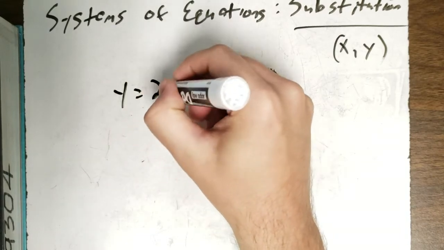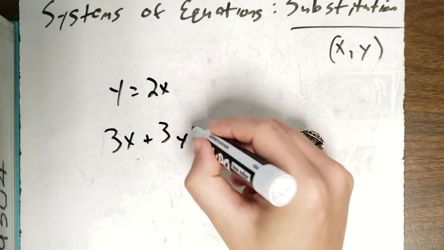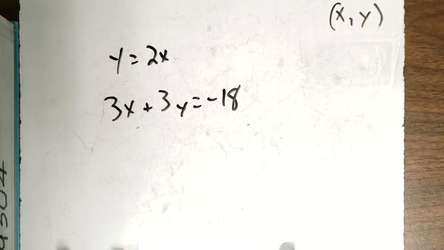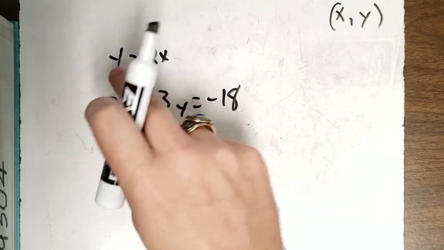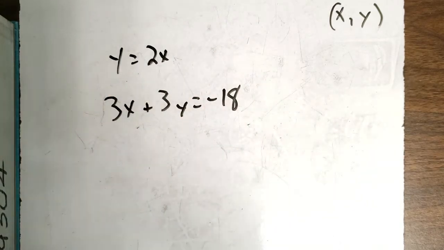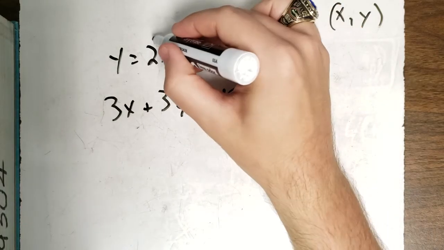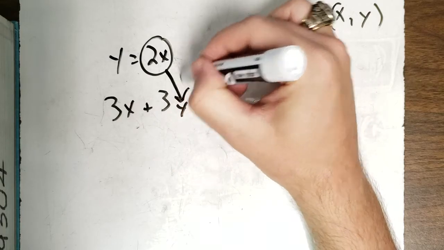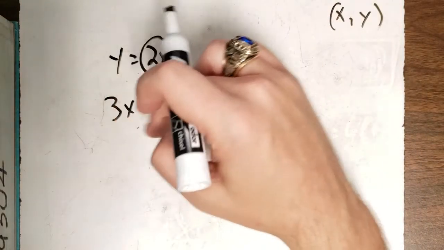y equals 2x, 3x plus 3y equals negative 18, okay? So now we have this equation here, right? So once again, we know out of our two, we look for the one that's easier to figure out, okay? We know that our y is by itself here, so y equals 2x. So we can take our 2x, and because it's y, we plug it in for the y, okay? The point is that we need to solve this equation.